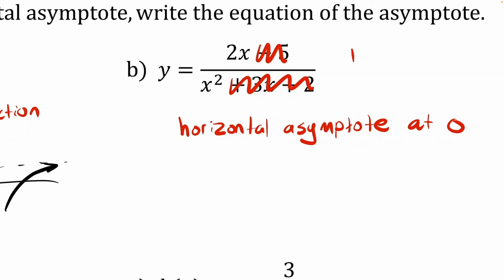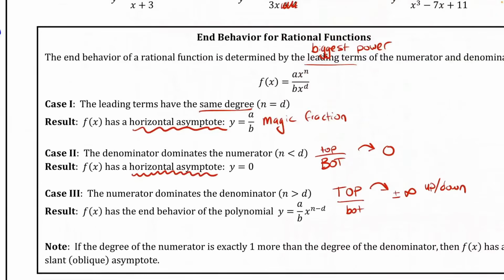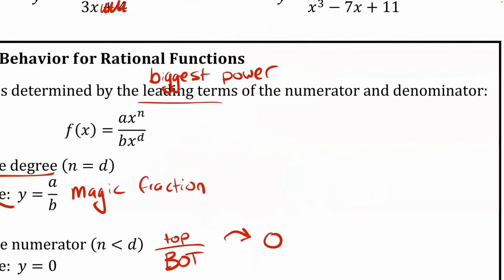Why? Because this one was a tiny top and a very big bottom, where this was a power of 1 over a power of 2. These are what I call my top-bottom rules. Maybe I should label that too. Really, these are going to be labeled the top-bottom rules.